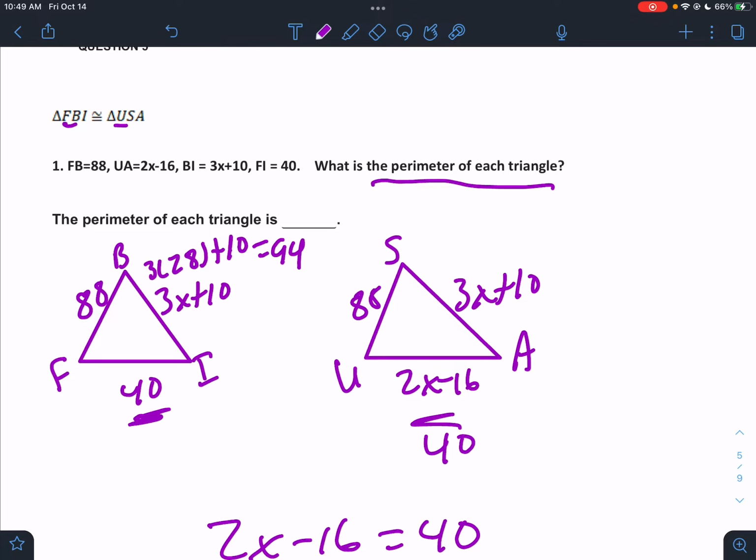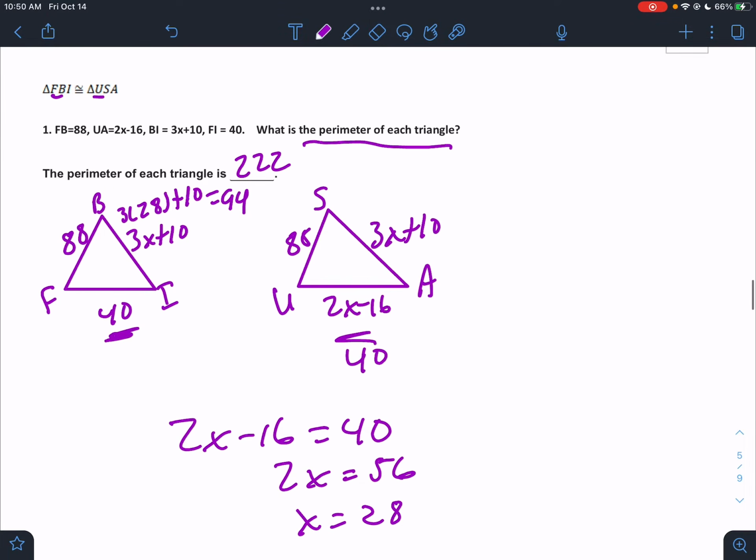So what do we have here? 170, 182, 222. I don't want to be wrong in the video, so I'm going to type it in just to make sure that I didn't mess up. But 3 times 28 plus 10, that's 94, plus 88 plus 40 is 222. All right, I just didn't want to be wrong. Got it. But there we go. 222.